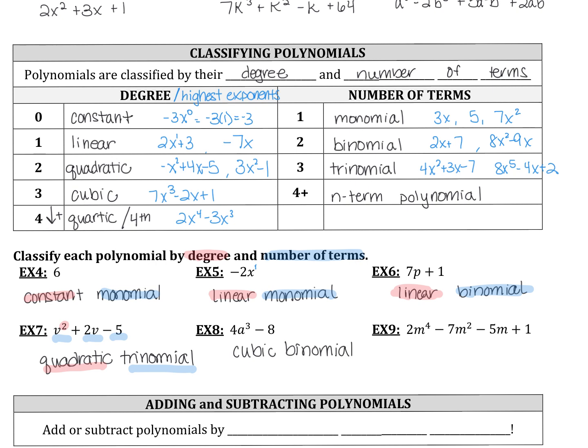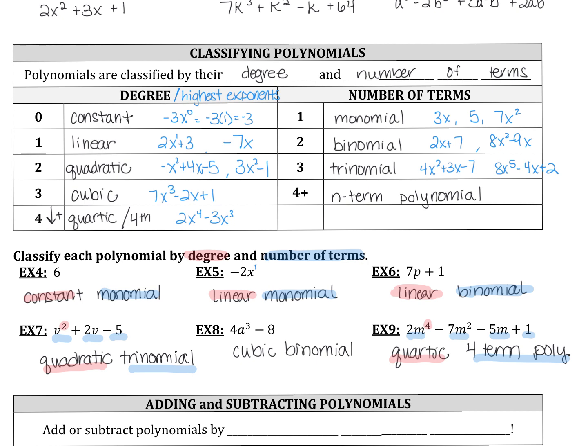And finally, my last one, example 9. I see my highest degree is 4, so this would be a quartic. And if I count the number of terms that I have here, I see 1, 2, 3, 4. I see 4 terms, so we would call this a 4-term polynomial. I'm just going to abbreviate that. So quartic refers to the highest exponent. 4-term polynomial refers to 4 terms.